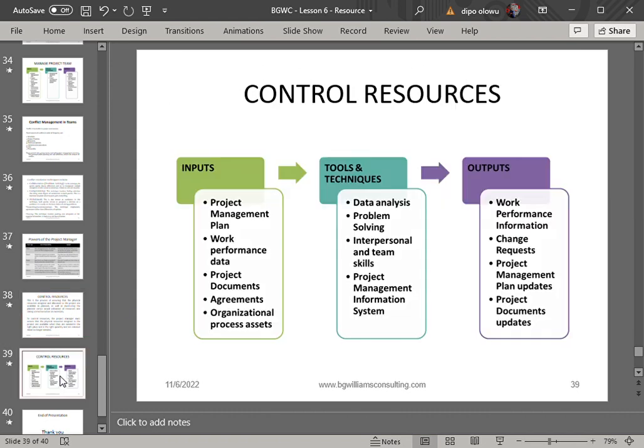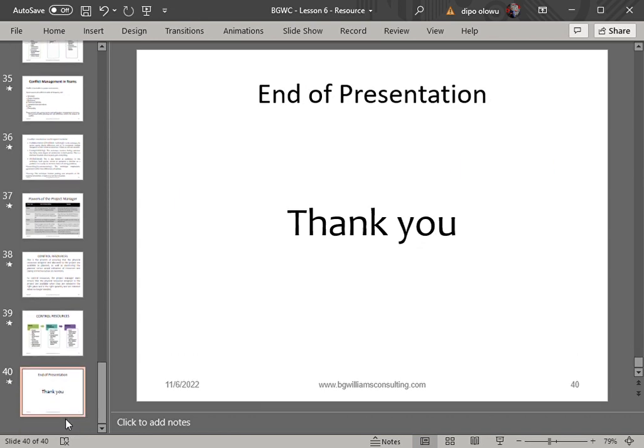That is what control resources is. What do we want to achieve when we are controlling our resources? It is that there is the possibility of making changes or having work performance information that can inform our decision to take action, either to take a corrective action or to take a preventive action. That is what control resources is.